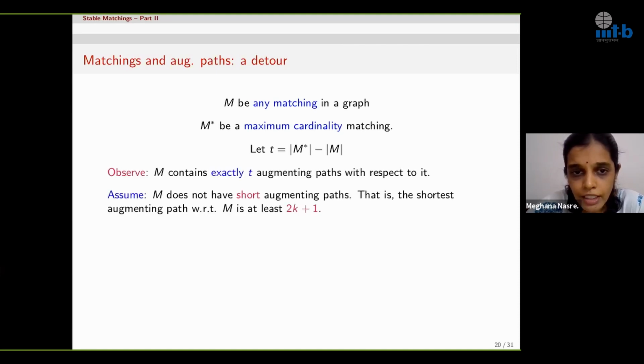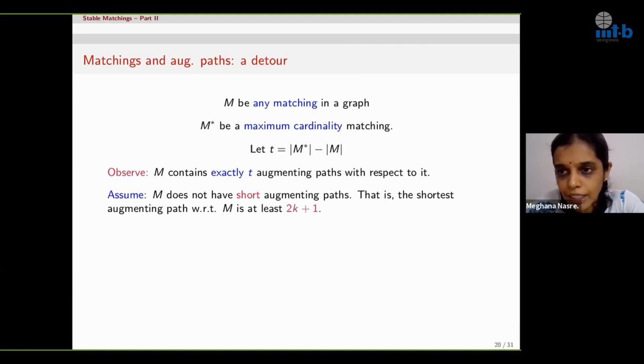However, what we will assume now is that M does not have short augmenting paths. In the pictures I had drawn earlier, I had drawn a length 3 augmenting path. So 3 is considered short. We can define what is short for us, but we can say that 1 and 3 are short augmenting paths, whereas anything above 3 is a long augmenting path.